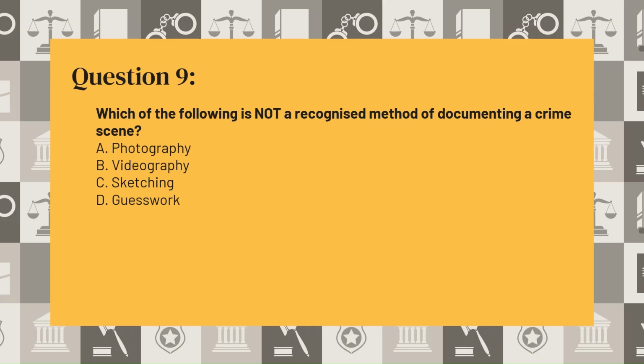Then moving on to the next question, which of the following is not a recognized method of documenting a crime scene? The correct option is obviously option D, which is guesswork. Now, forensic science is based on facts, on observations and evidence, and not on assumptions. Investigators document what they observe, not what they think might have happened.